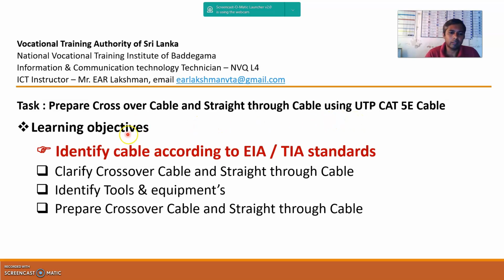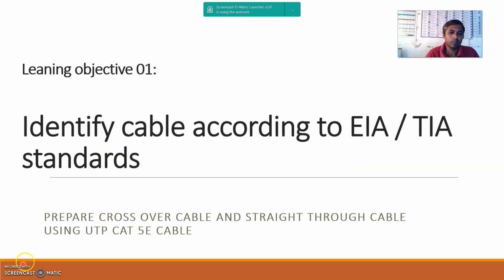This has four objectives. One is identify cable according to EIA/TIA standards, classify crossover cable and straight through cable, identify tools and equipment, and prepare crossover cable and straight through cable. Today we discuss identify cable according to EIA/TIA standard. The learning objective is to identify cable according to EIA/TIA standard.